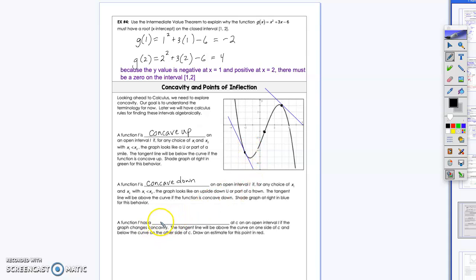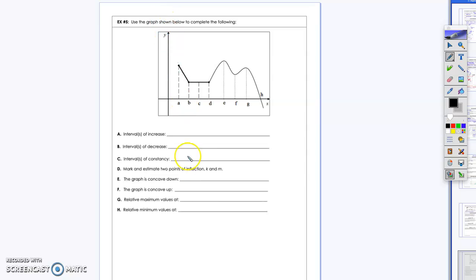And the function f has an inflection point where it changes concavity. It has an inflection point at c on an open interval if the graph changes concavity. So for now, we just need to know these terms. And then we have one more example to look at, example 5.